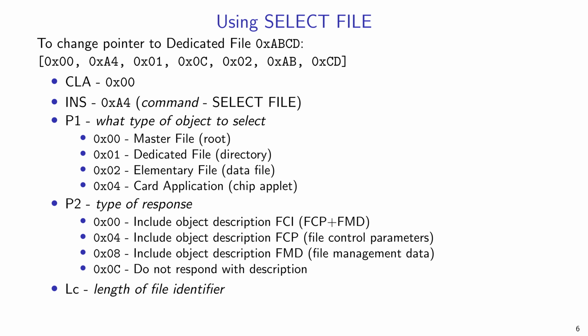Usually it contains the value 2, because the file identifier is 2 bytes long, unless it is an applet identifier, which can be much longer. When selecting the master file, we can omit the file identifier, because its file identifier is fixed. The data field contains the file identifier of the elementary file or dedicated file that we want to select, or it can contain an application identifier for selecting applications. As you can see, in our case, it contains ABCD. So this is how we can use the select file command.